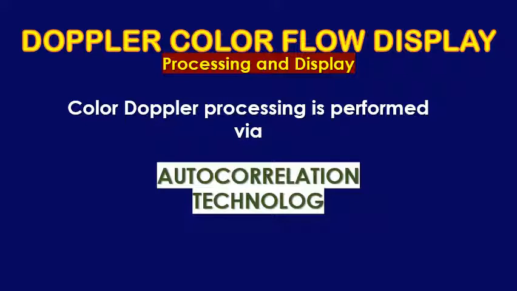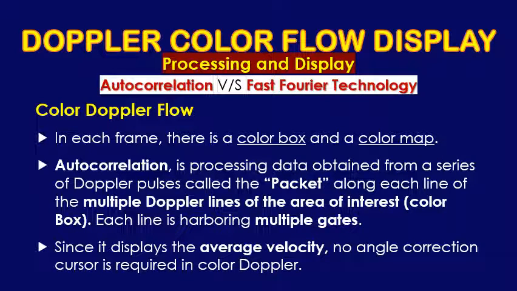So for that processing and display, we need to know that the main processor in this technique is called the autocorrelation technology. When you activate a color Doppler, what happens? You see there is a color box and a color map. The color box contains many scan lines, Doppler scan lines. Each scan line is receiving a packet or a sequence of Doppler pulses. What the autocorrelation is doing is processing all these pulses and correlating them to each other, and at the end it will give me the mean or the average velocity for each spot. Each spot we call a sample volume.